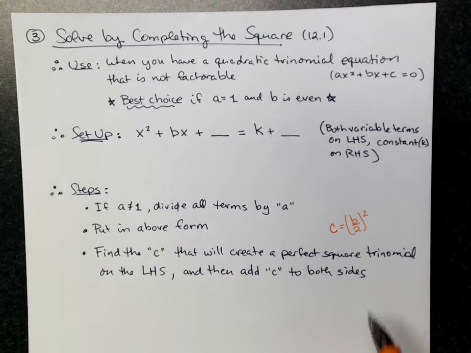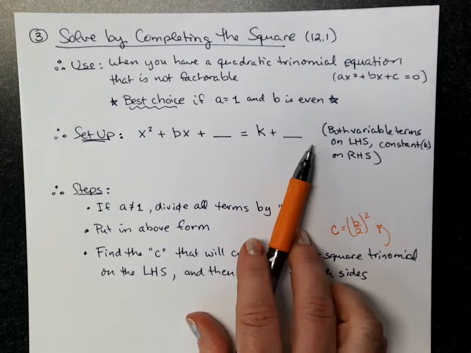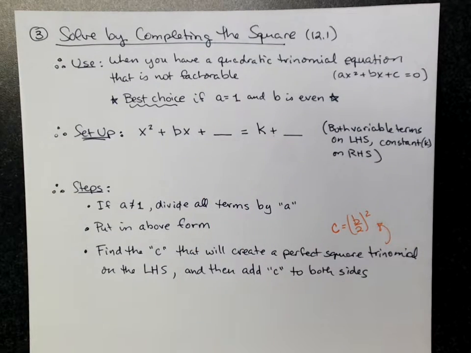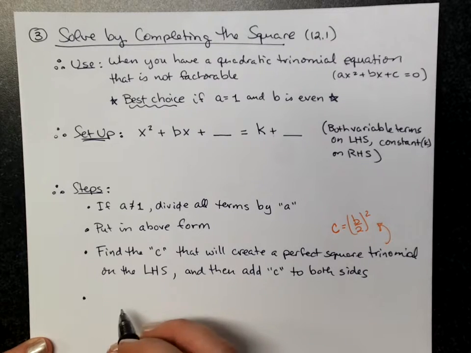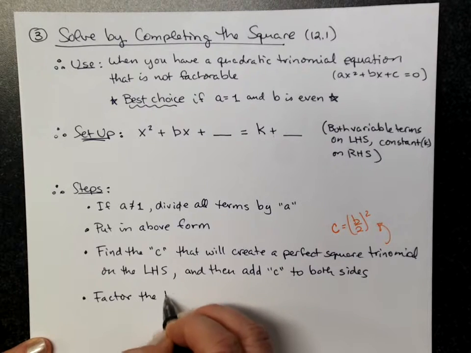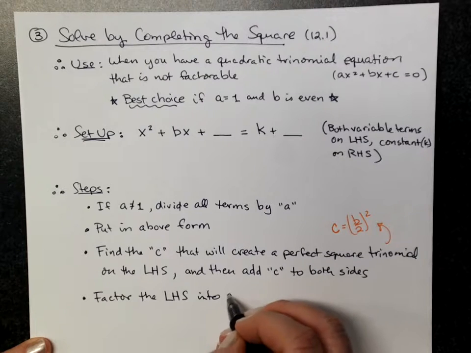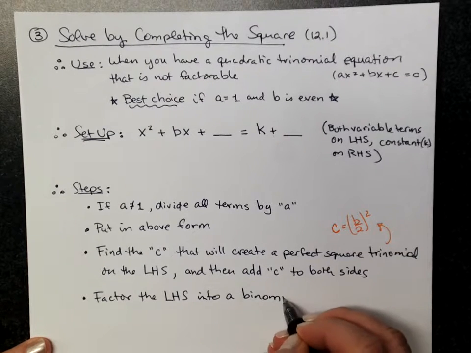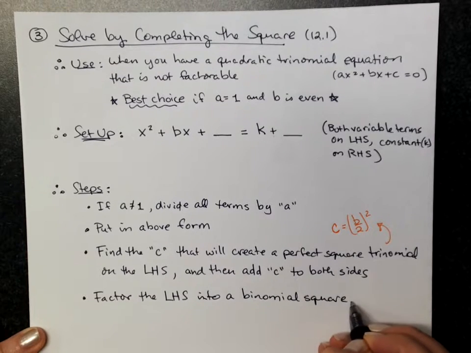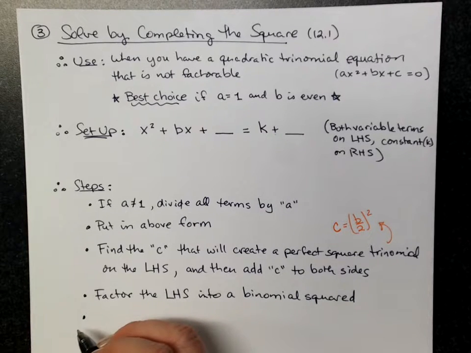And we want to make a perfect square trinomial, so we have to find that magic C that will make that happen. That's why we push the K out of the way, and now we're going to add that C to both sides. Okay. Now that means you just created a perfect square trinomial on the left, so you factor that left-hand side, which is now a perfect square trinomial, into its binomial squared. The factored form of a perfect square trinomial is a binomial squared. Then you're going to have a binomial squared on the left and a constant on the right.